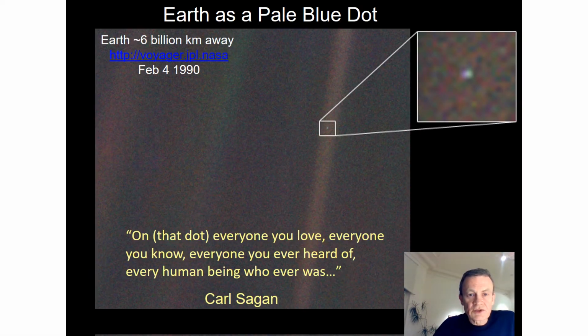So this shows Earth as a pale dot. What you see here is a white square near the top right, and this is a picture taken by Voyager in February 1990, and it's a picture of the Earth from 6 billion kilometers away. So this gives you an idea of how challenging this work is.